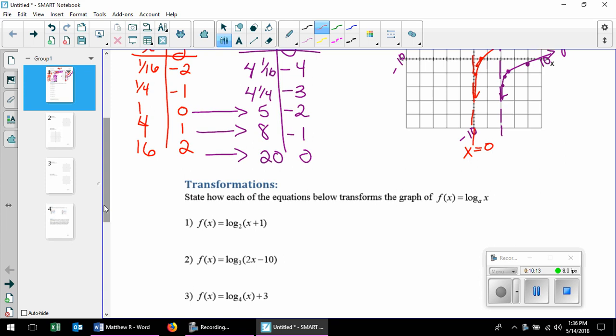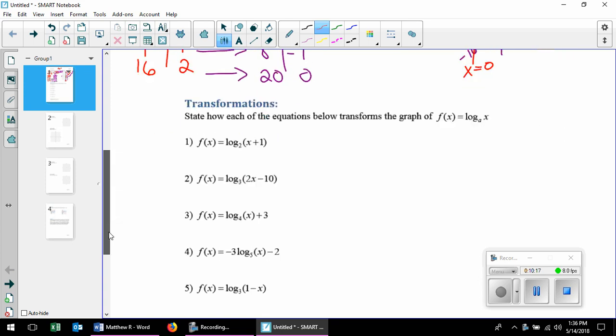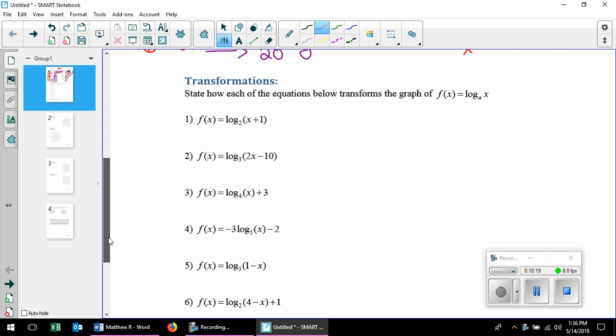All right, I got two people with their heads down. I got another crew having their own conversations. This we're going to go through really quickly. Easy stuff.